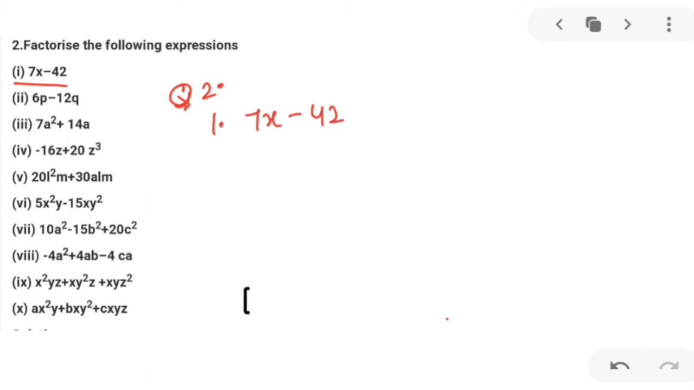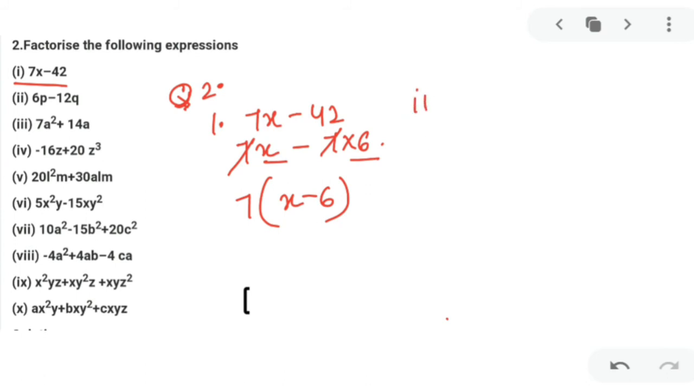What you can do for this, 7x it has 7 and x, 42 it has 7 and 6, correct? Can we take 7 common? So inside what will be remaining, you have to put it into a bracket. So what is remaining? X minus 6. So what is the answer for this? 7 bracket x minus 6.